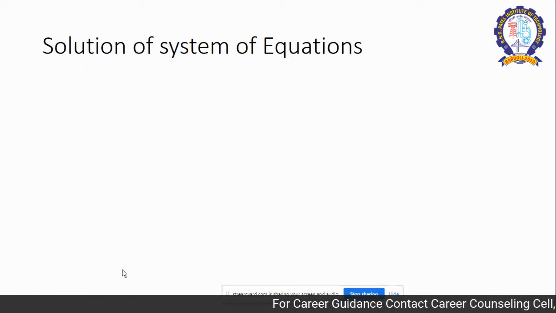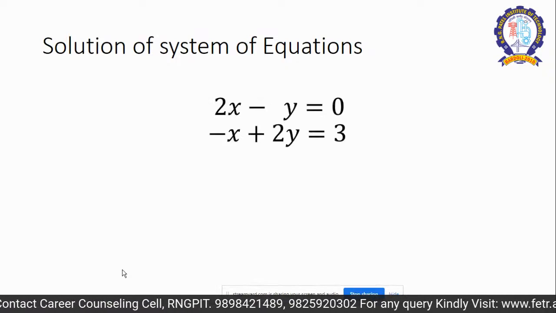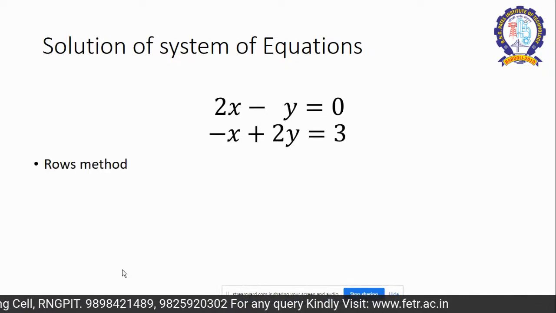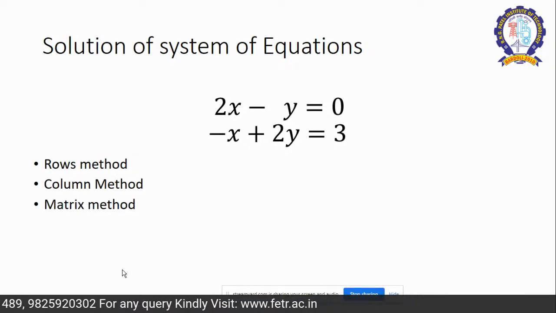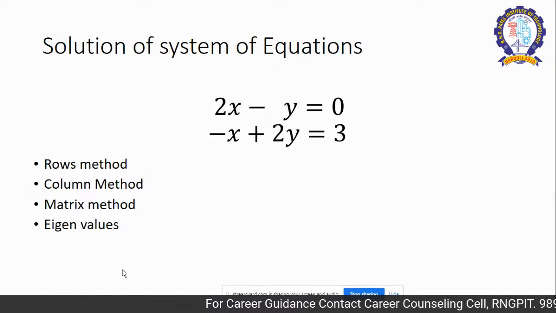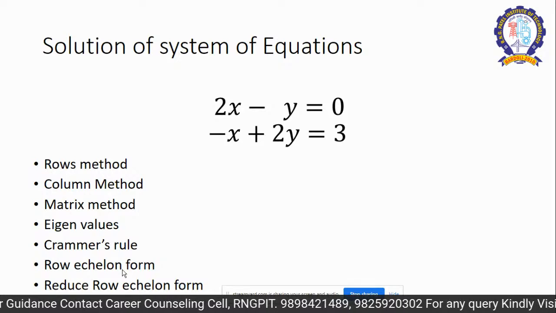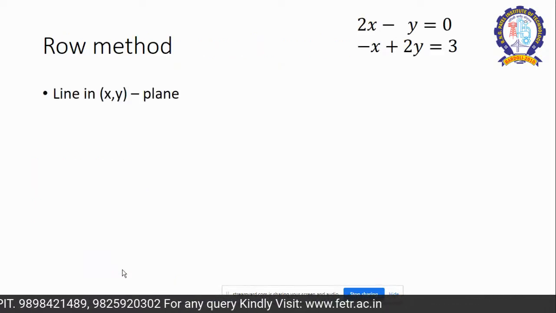Now, from vectors, we go back to the solution of a system of equations. So this is a system actually. Now we have to go through certain methods for it. One is the row method, another is the column method, third is the matrix method, then the eigenvalues method, Cramer's rule, row equivalent form, and reduced row equivalent form. So we begin with the row method.